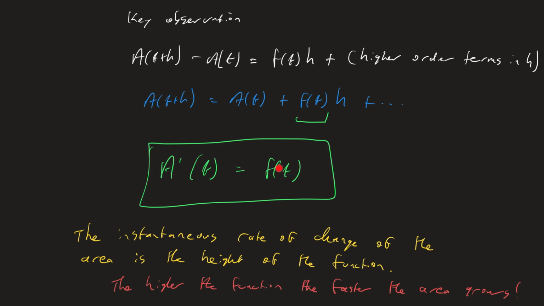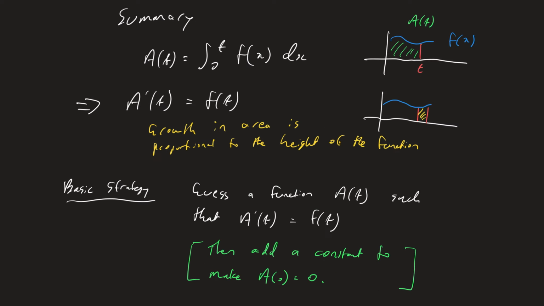This is the key observation explaining how we can solve integral equations. The instantaneous rate of change of the area is given by the height of the function, and this makes intuitive sense. The higher my function is, the faster the area should grow. To summarize, this notation here on the right-hand side means draw the curve f of x and work out the area from x equals 0 to x equals t, the area here.